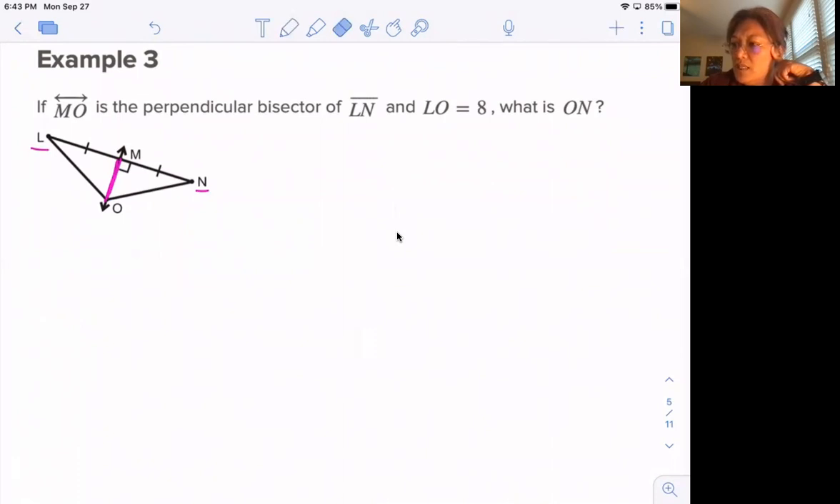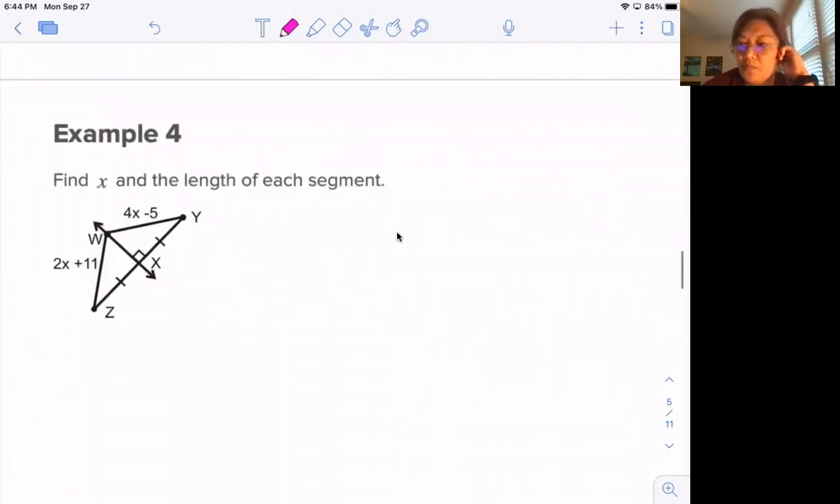LO is 8. Would anybody like to hazard a guess what ON is? O is on the perpendicular bisector, therefore LO and ON are congruent, and ON is equal to 8. Again, remember, you can press pause so you can write down these examples as needed.